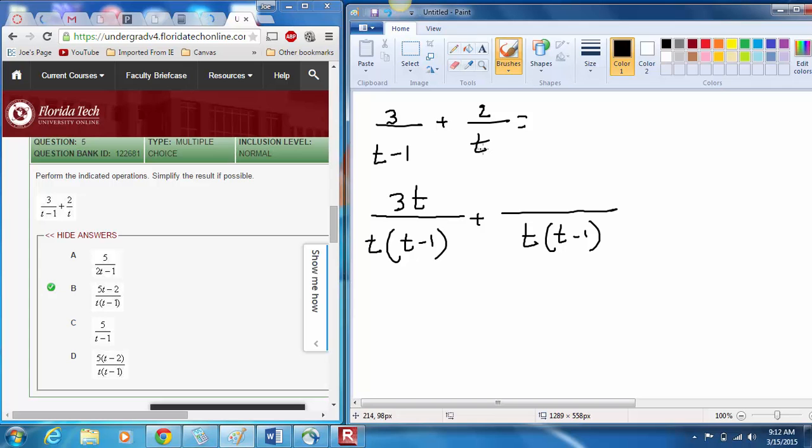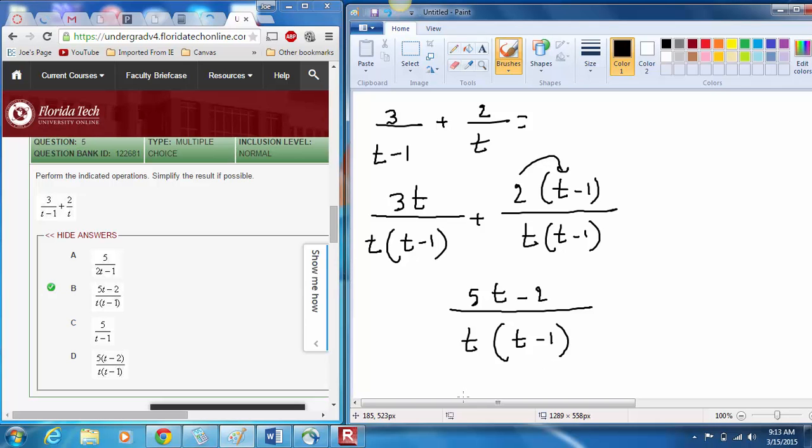We change this t to t times t minus 1. We have to multiply by t minus 1 up and down, so 2 times t minus 1. So if you multiply the denominator by t minus 1, you must multiply the numerator by t minus 1. So here we have 3t plus 2t, that's 5t, and then 2 times negative 1, negative 2, and the denominator is t times t minus 1. Final answer, 5t minus 2 over t times t minus 1. This is the final answer.